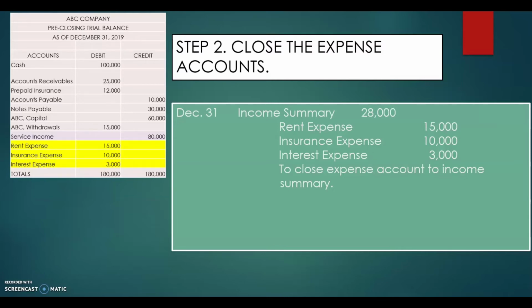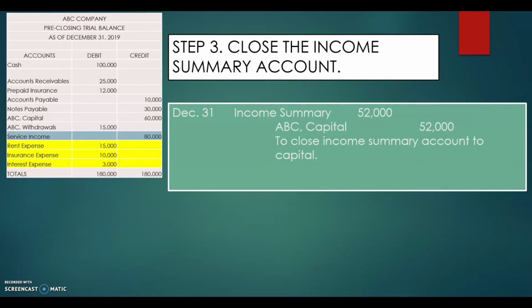Now let's proceed to step number 3. Step number 3. Close the income summary account. So the balance of our income summary account will be the difference of our income and expenses accounts. In this case, we have the balance for service income 80,000 less the total of our expenses, which is 28,000. So the resulting figure of our net income will be 52,000.